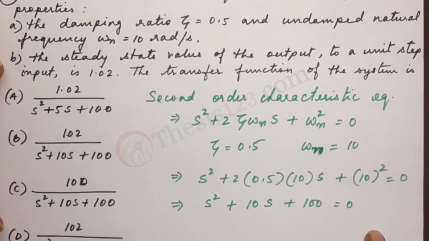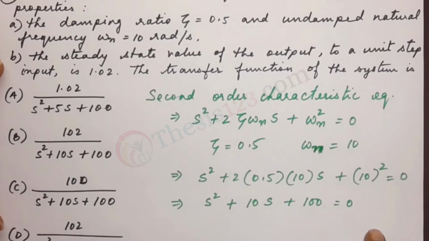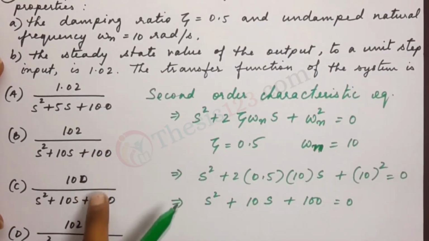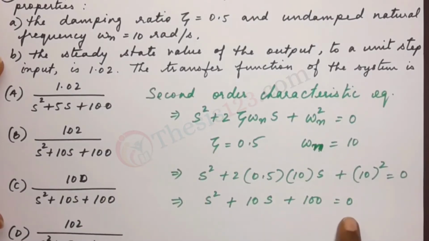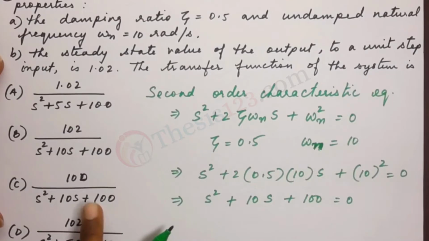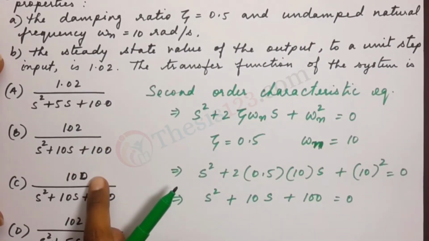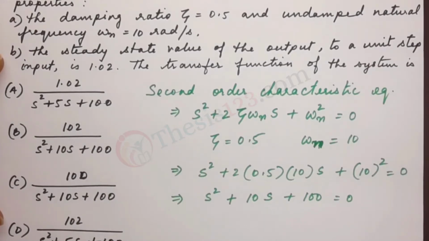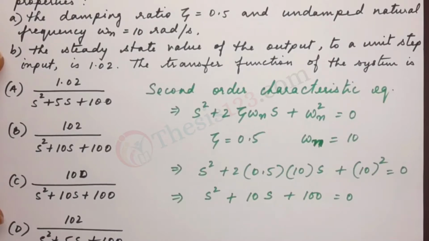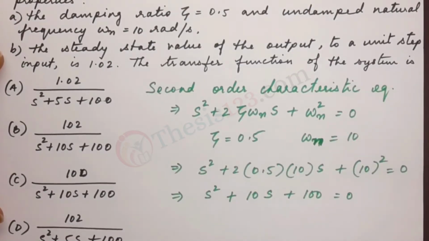Let's see now. The denominator matches with option B and option C. So we have both of these options with the denominator of the characteristic equation here, s square plus 10s plus 100, right? But we have a different numerator. Now in order to find that, we will have to figure out the DC gain. That's important. We need to check the DC gain and see which one matches the given.